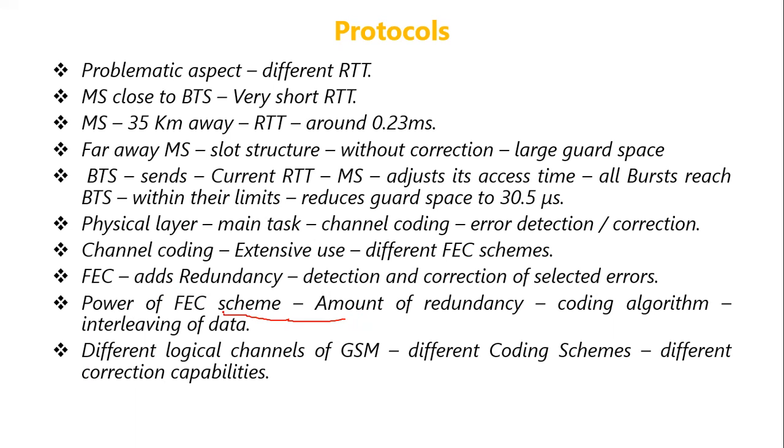But in GSM protocol architecture, error correction takes place in the physical layer, because FEC, forward error correction, is used, so that can be done at the physical layer itself. The GSM physical layer tries to correct errors and does not deliver erroneous data to the higher layers. So the physical layer itself will try to correct errors, and no erroneous data will be passed to the higher layers.